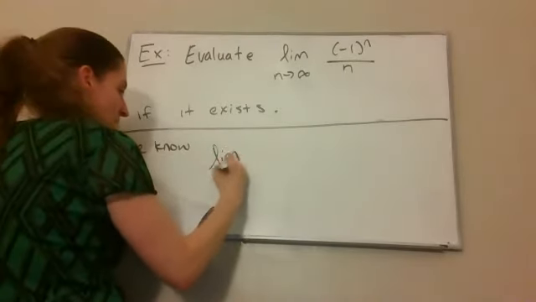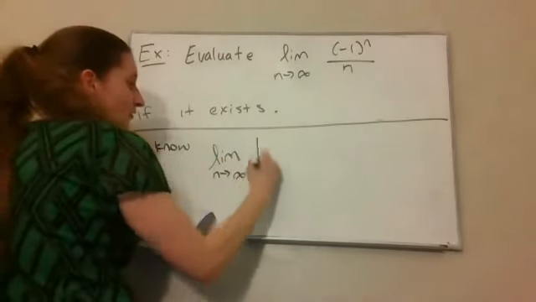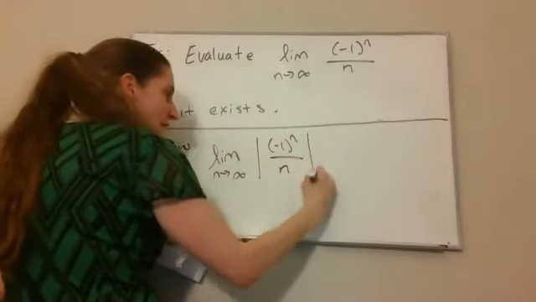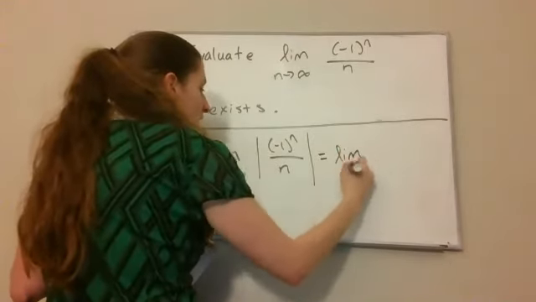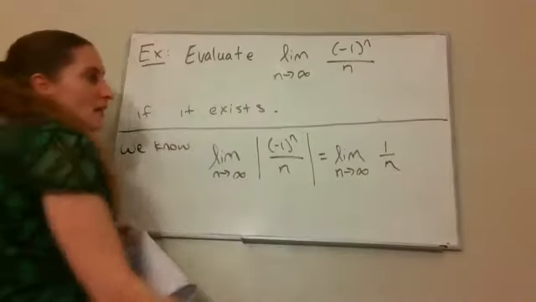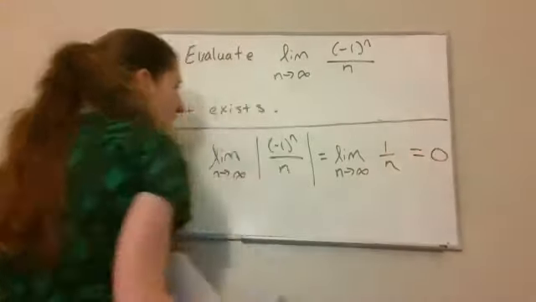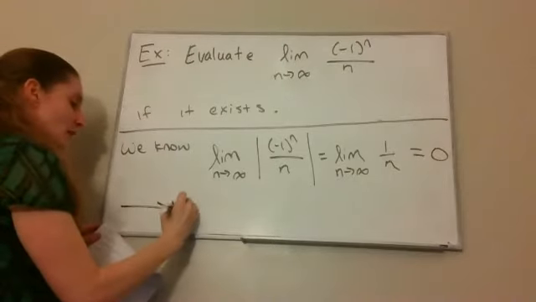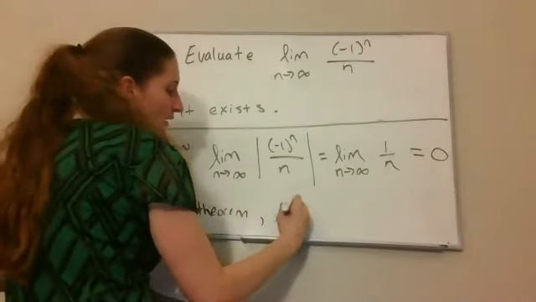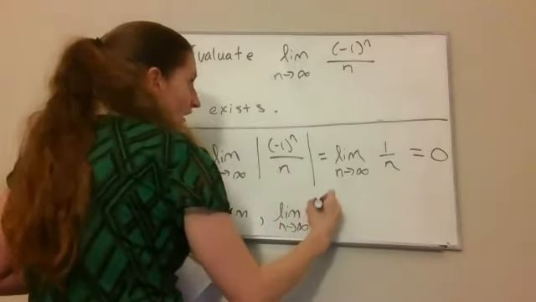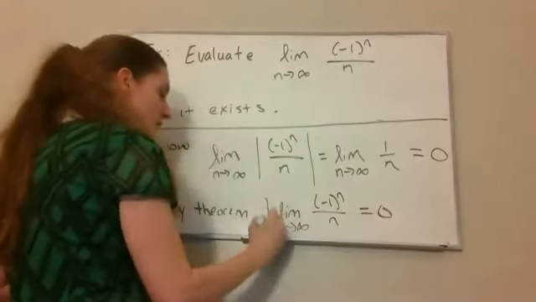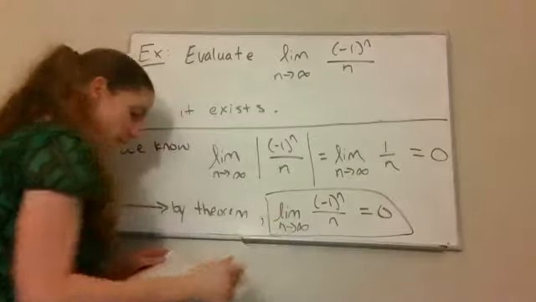We know that the limit as n goes to infinity of the absolute value of the terms of my sequence is equal to the limit as n goes to infinity of 1 over n. And this goes to 0. So by our theorem, the limit as n goes to infinity of -1 to the n over n has to also be 0.